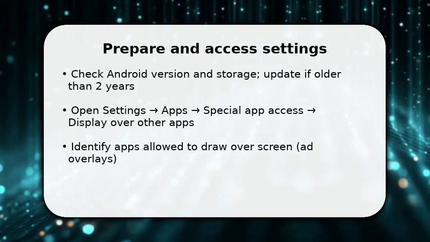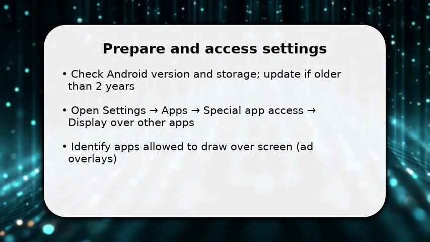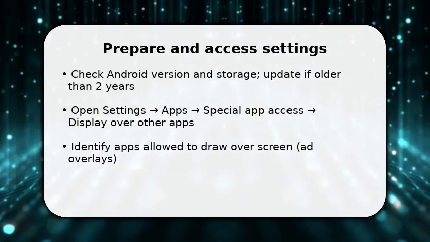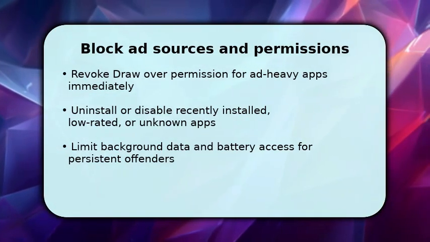Once you locate the list, tap each suspicious app to begin revoking permission and make sure to note apps that look like utilities but serve ads. Now you dig into the middle steps. Revoke the draw over other apps permission for any app showing ads.